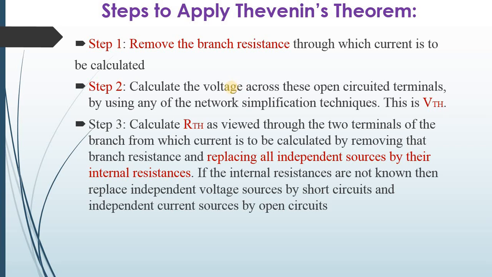So in that, where you remove that resistance branch, you have to calculate only at the 2 points RTH. While calculating RTH, replace all independent sources which are present in that network by their internal resistance. That means if you have a voltage source, then replace it by a short circuit, and if you have a current source, then you have to replace it by an open circuit.